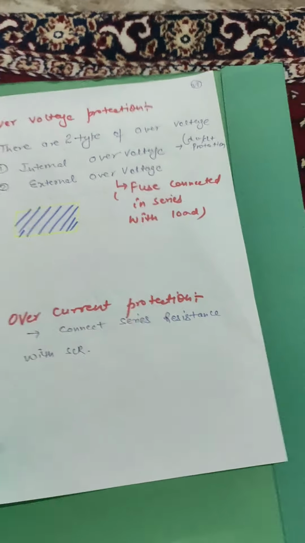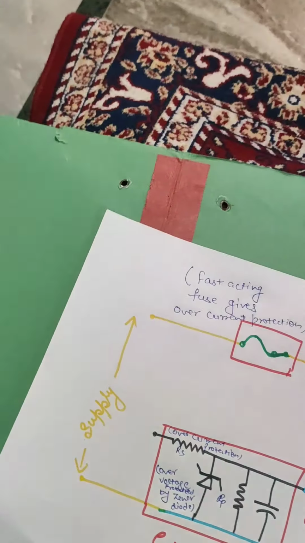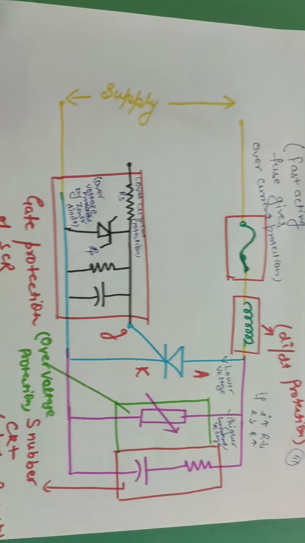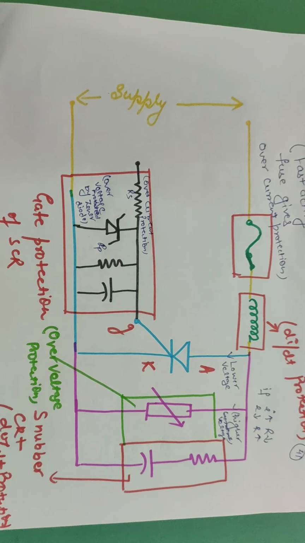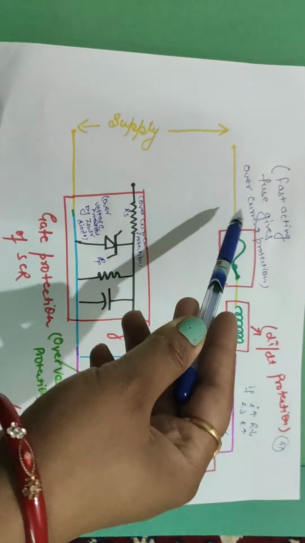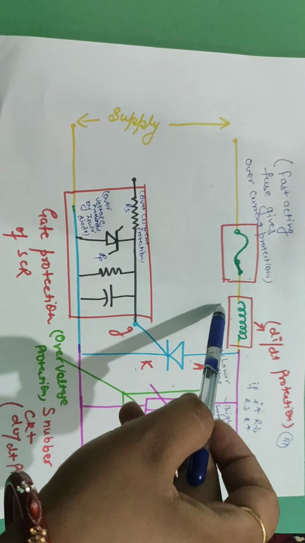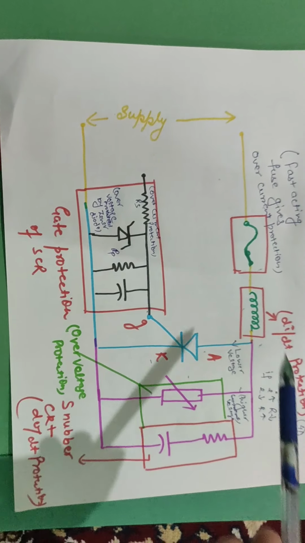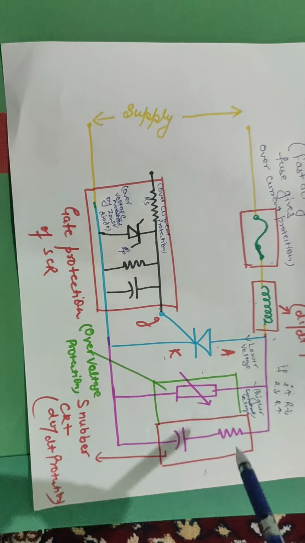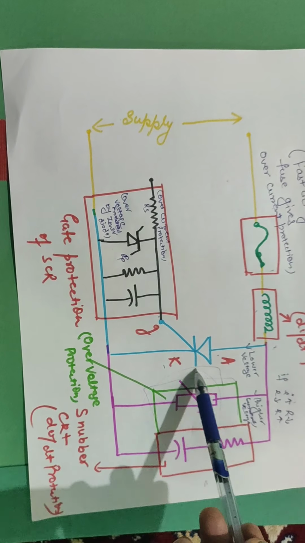So last is gate protection. This circuit is a complete circuit for protection. This is a SCR, anode, cathode and gate. Fuse gives overcurrent protection. Di by dt protection is done by inductor, as we explained earlier. This is a snubber circuit for dv by dt protection, and over voltage protection is done by this varistor.